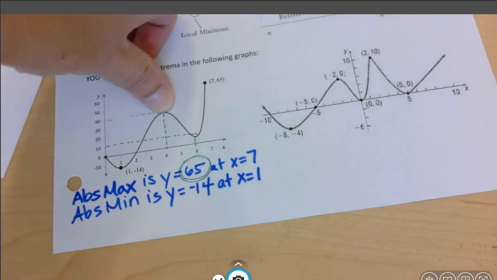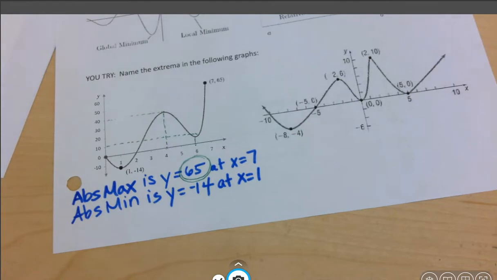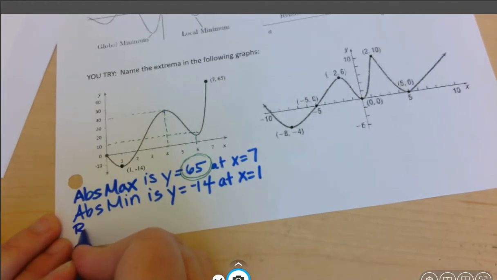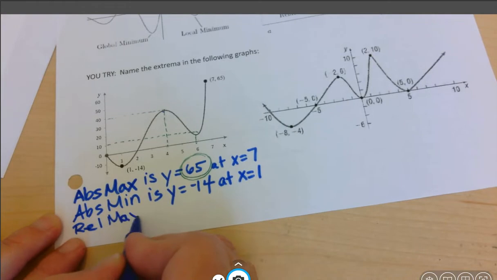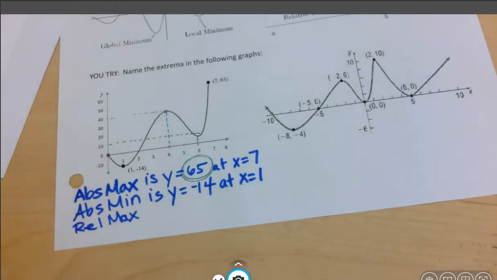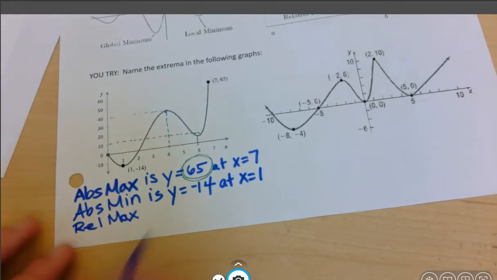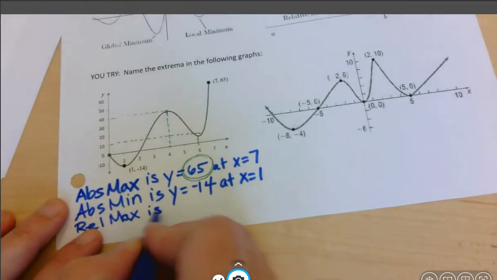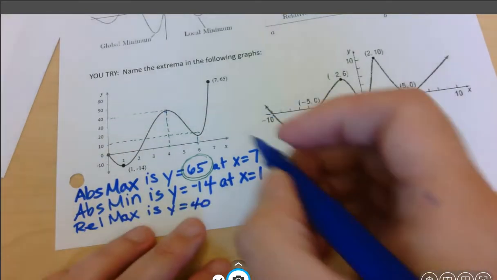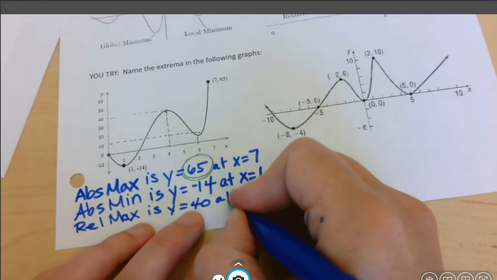So what is this one here? Is it a relative maximum or a relative minimum? Relative maximum, right, because it's like a hilltop. So relative maximum of 40. You could say relative or local, yes. Those terms are equivalent. I'm saying relative maximum. You can say local. I just want you to be able to recognize them both. So relative maximum is y equals 40 at x equals 4.